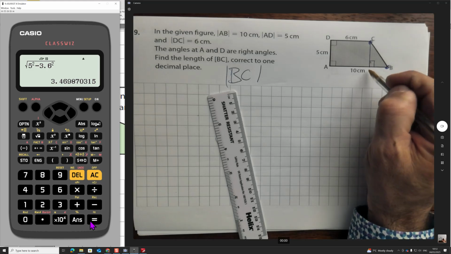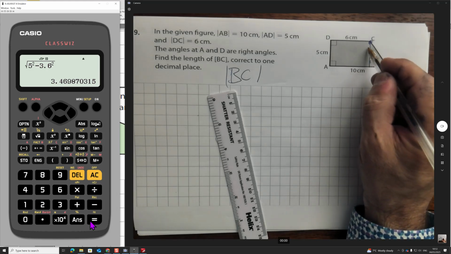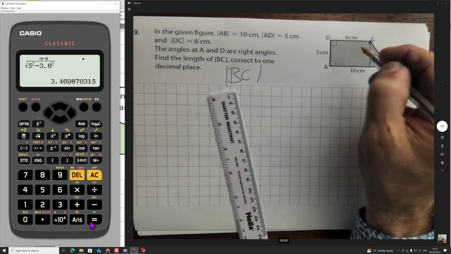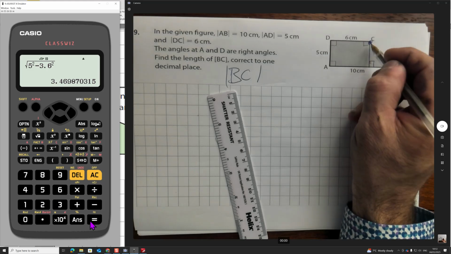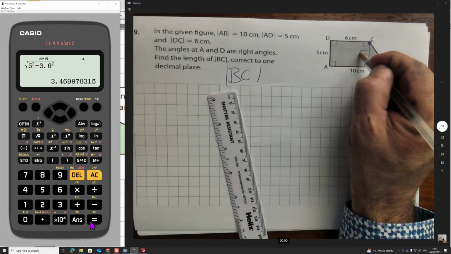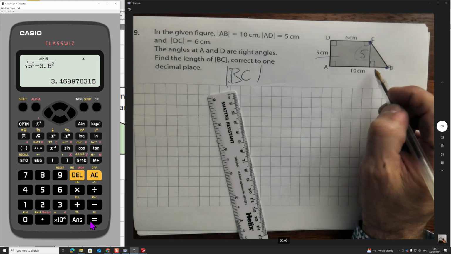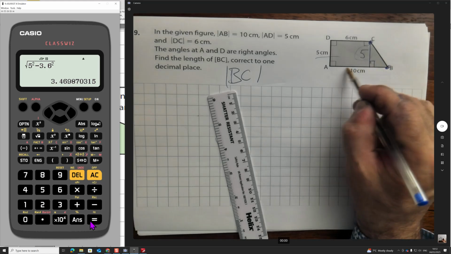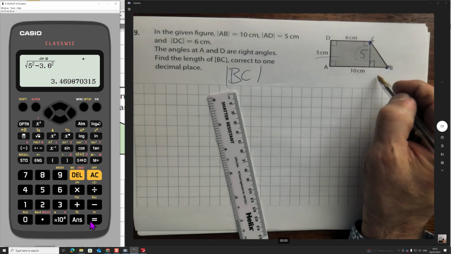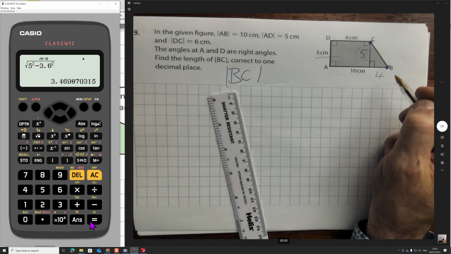Calculate the length from here to here and from here to here. So from here to here, because it's a rectangle, opposite sides of a rectangle are the same. So I can bring that 5 over there, and because it's a trapezium and this is straight and this is straight, 10 take away 6 is 4.